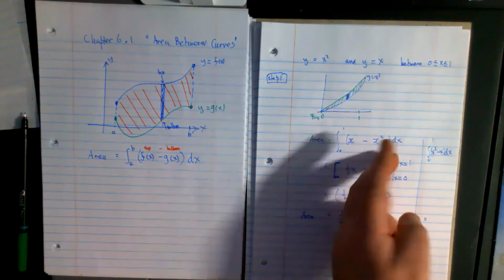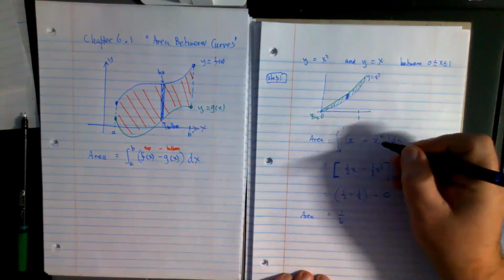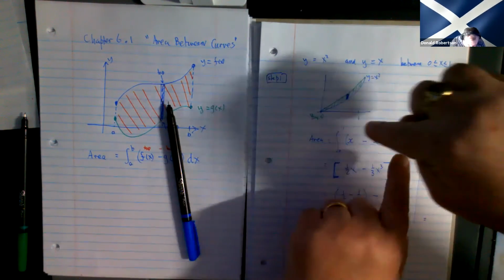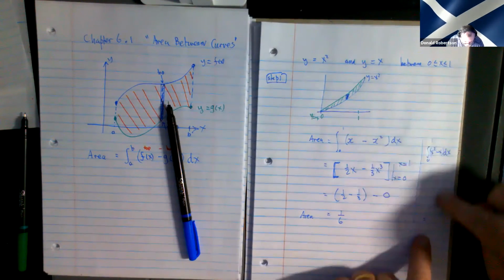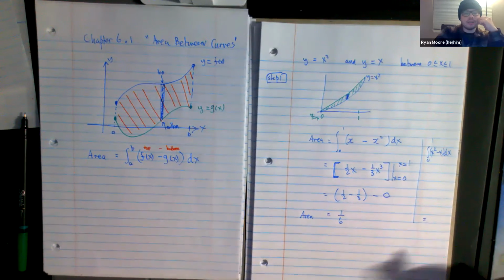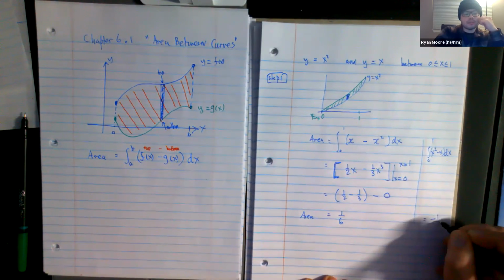Sorry, I missed the question. You switch. Yeah. What would happen if you switch places? Instead of going x take away x squared, you went x squared take away x. What do you think the answer would look like? Would it be negative? Yeah.